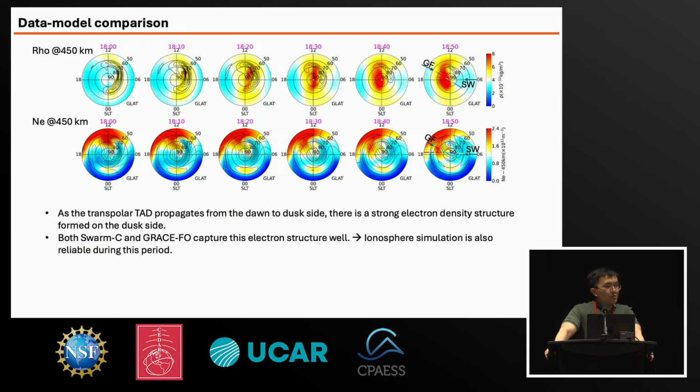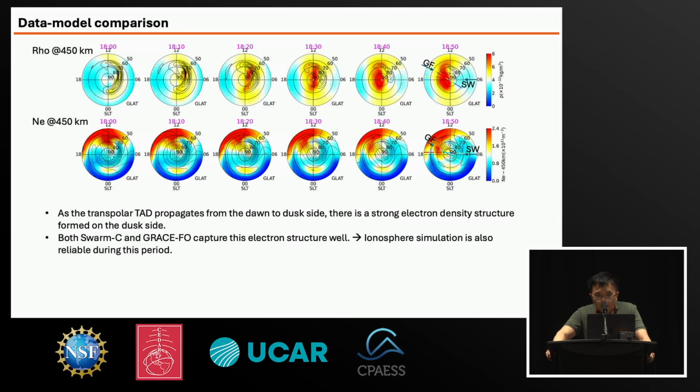So here we show whether the model captures the thermospheric signatures. We know the model can capture those, but whether we can capture the new electron density structures remains unknown. On the top, the top panel still shows the neutral mass density variations, while the bottom panel shows the electron density variations at 450 kilometers.